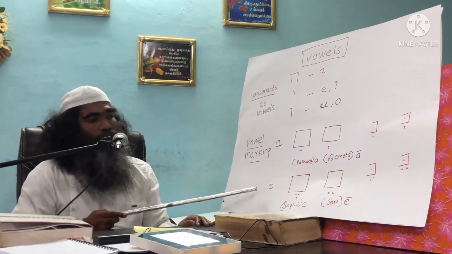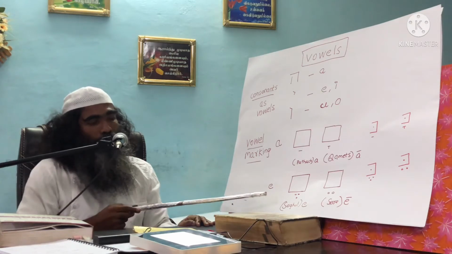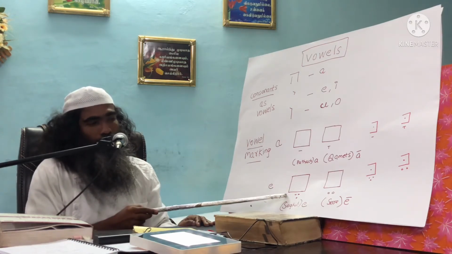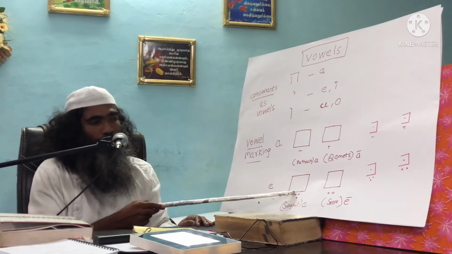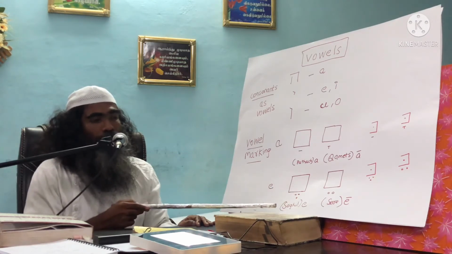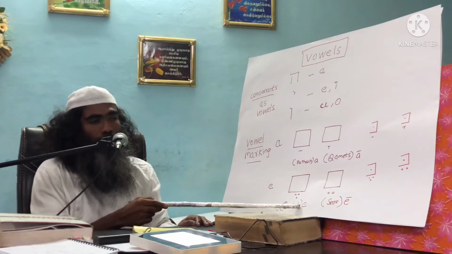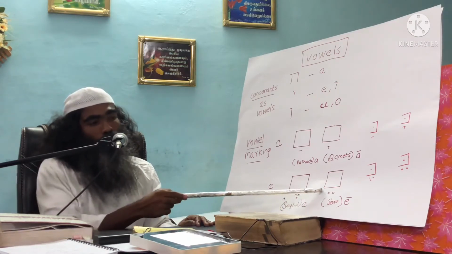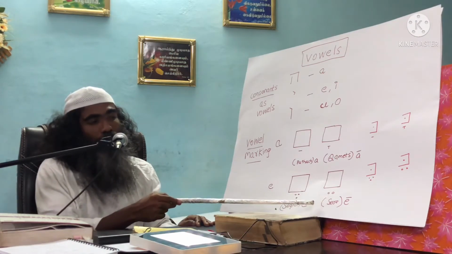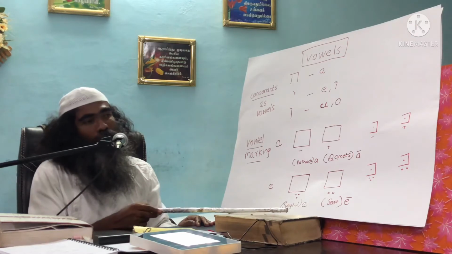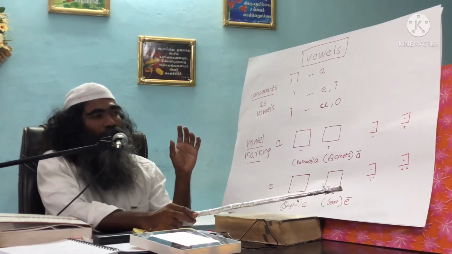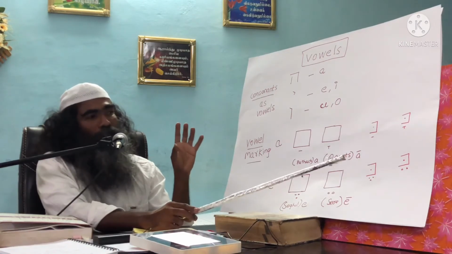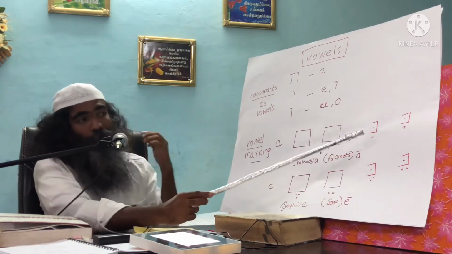Then the second one is E. 3 dots written in a triangular fashion gives the sound of E. 2 dots written horizontally gives the sound of E. Now we will study it with the consonant, then it becomes easy.